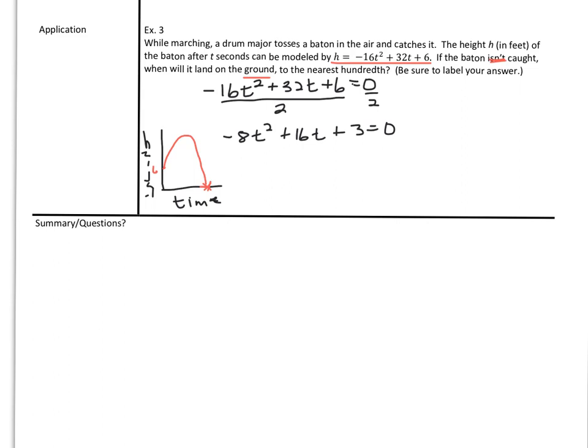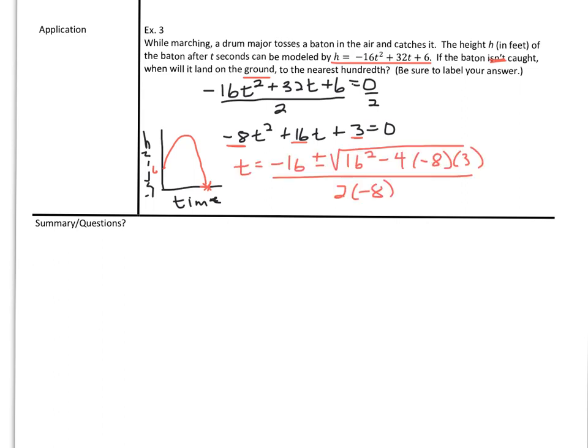We know our a value, our b value, and our c value, so let's plug this into the quadratic formula. What I want you to do is pause the video and see if you can plug everything in, and then we'll simplify together. Notice instead of x equals, I wrote t equals. It means the same thing. Negative b, which would be negative 16, plus or minus the square root of b squared, or 16 squared, minus 4 times a, which is negative 8, times c, which is 3. All divided by 2 times a, which was negative 8.